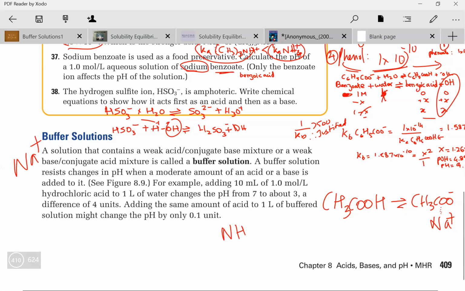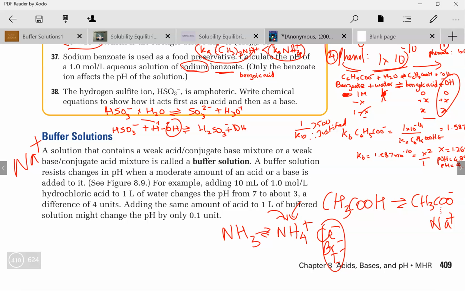It's the same with ammonia. Its conjugate acid is NH4+, and NH4+ doesn't exist on its own. It exists as NH4+ Cl-, or Br- or I-. Whatever exists here doesn't really matter, because we want to focus on the NH4+. You can add any negatively charged ion that you like, but essentially it won't contribute. It's just there to balance the positive charge, and we can ignore it in terms of the buffer solution.